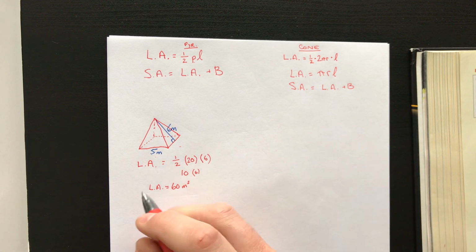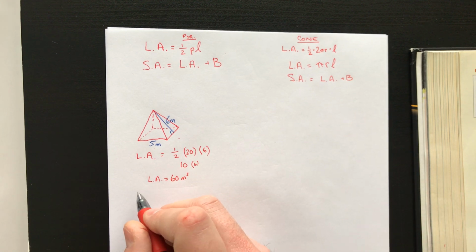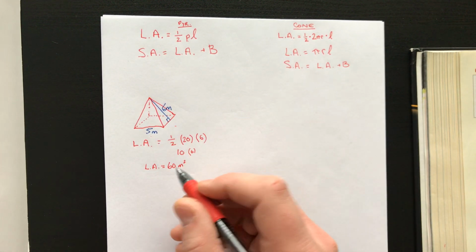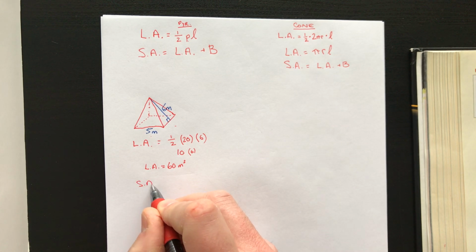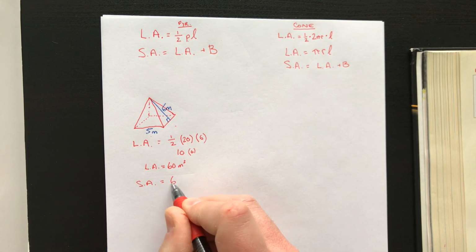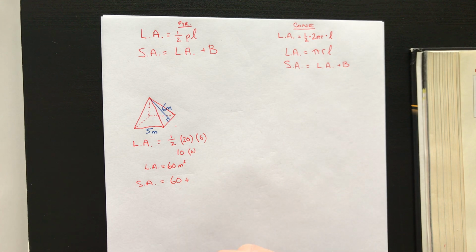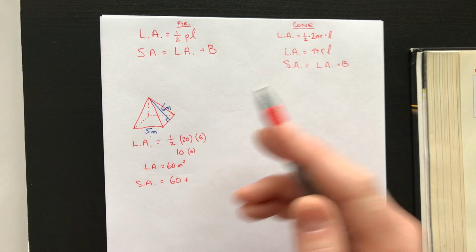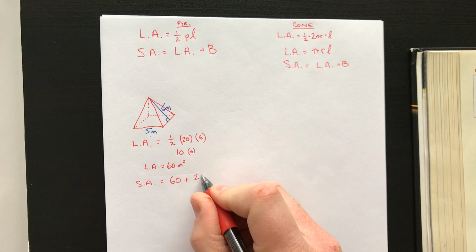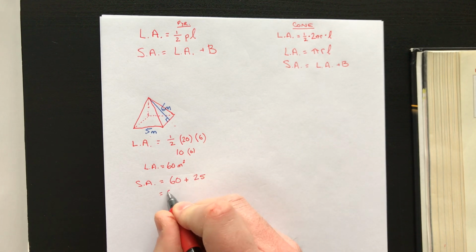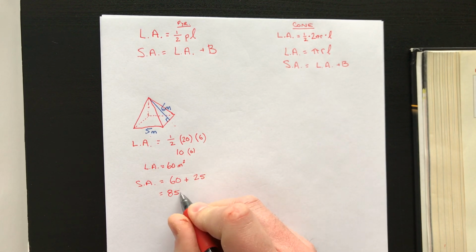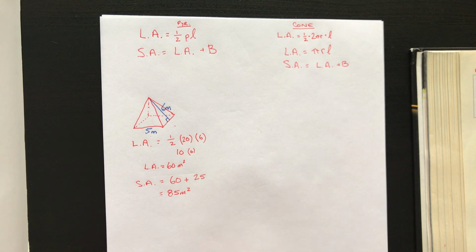Now, number two, they're just asking, what is the surface area of this? Well, for the surface area, we just take the lateral area, which we just found to be 60, and we add the area of the base, which would be 5 times 5, or 25. So the surface area is 85 meters squared. Okay? Pretty easy.